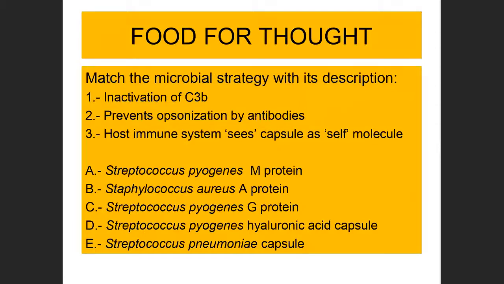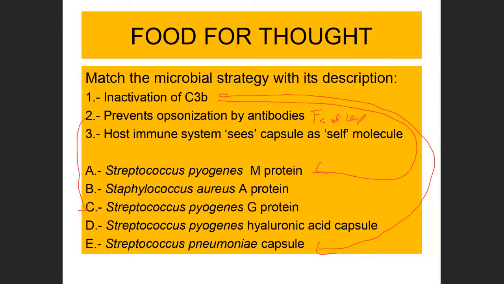So match the microbial strategy with this description. Inactivation of C3b. We said that the capsule of Strep pneumoniae can do that, and that the M protein of Streptococcus pyogenes can do that. Prevents opsonization by antibodies by Fc receptors. That was the G protein of Strep pyogenes and the A protein of Staph aureus. And then host immune system sees capsule of self molecule, hyaluronic acid capsule. That will be again Strep pyogenes.